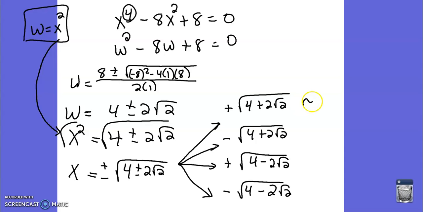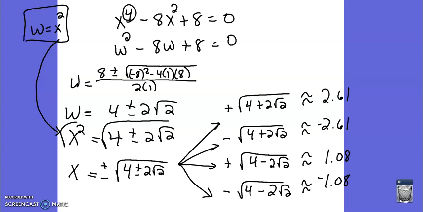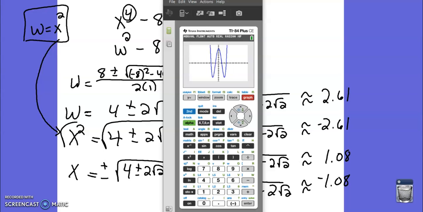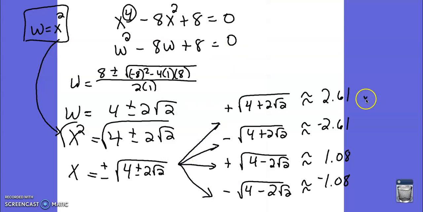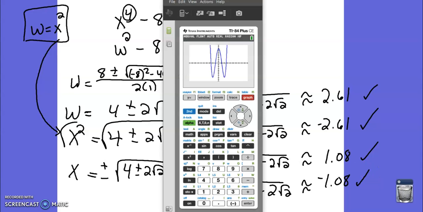And then what we're going to do is do decimal approximations to get to our solution. And so we have our 4 decimal approximations. And again, you can check them as well. I just plugged it in on the calculator, just plug that function in, push graph, and you can see that it crosses at 2.61, negative 2.61, 1.08, and negative 1.08. To see all 4 solutions are there. So that's how you solve equations with higher exponents.